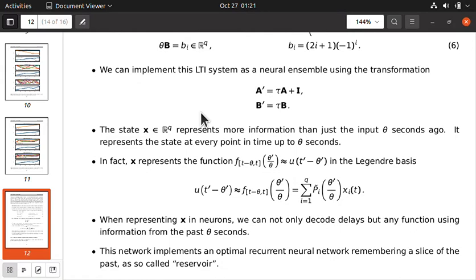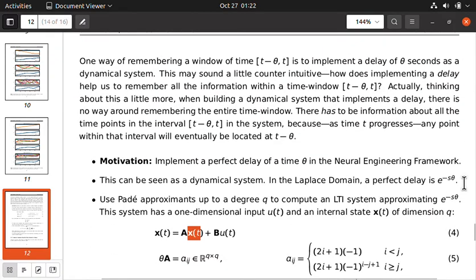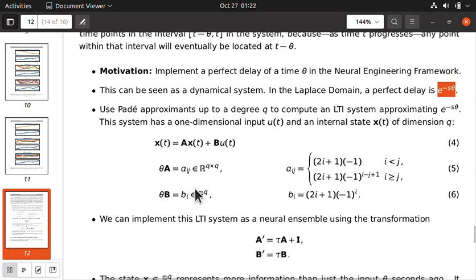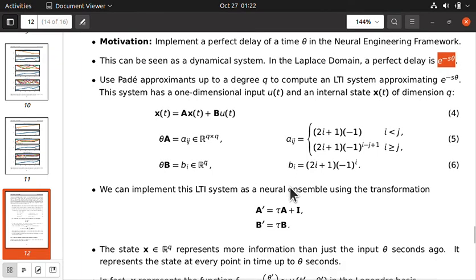So that's weird. One take-home message is this trick: if you have any particular thing that you can write in the Laplace domain, there is this Padé approximation technique that could let you convert it into a differential equation, and then from the differential equation you convert it into neurons. As far as I'm aware, this is the only example we've done of going through that process, but it seems particularly useful if what you want to do is encode all the information about some window in time of my past.